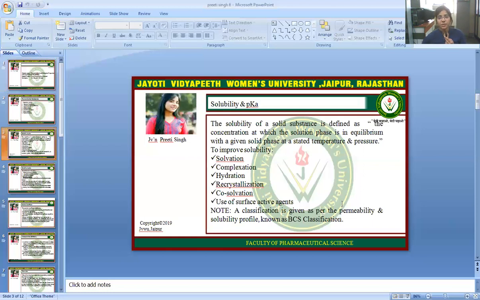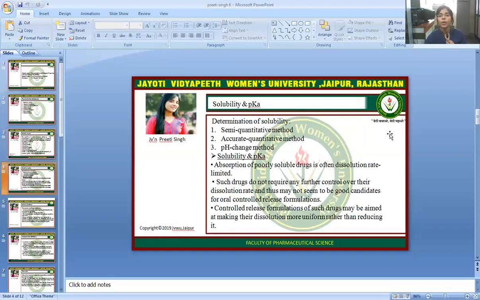Some important parameters to improve the solubility: solvation, complexation, hydration, recrystallization, co-solvation, use of surface active agent. A classification is given as per the permeability and solubility profile, known as BCS classification. BCS is the biopharmaceutics classification system. This is a very important parameter of the permeability of the drug and solubility of the drug. So now we move to solubility and pKa.